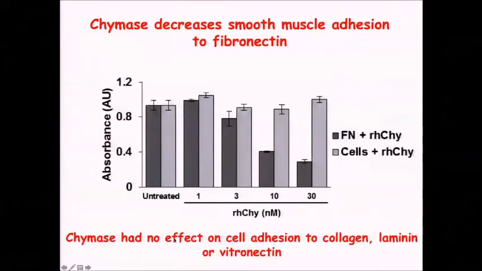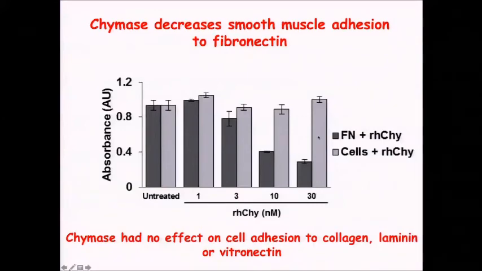And so Aparna did this experiment where she incubated fibronectin with chymase in a range of concentrations, and that's shown in these dark bars. Or she incubated the airway smooth muscle cells themselves with chymase, shown here in these light-colored bars. And then she just saw whether or not the adhesion of smooth muscle cells was affected. And you can see that if we incubated the fibronectin with chymase, we inhibited adhesion of smooth muscle cells, and incubating the smooth muscle cells with chymase had no effect at all. So the chymase wasn't acting on the smooth muscle at all. It's acting on the fibronectin in the substrate.